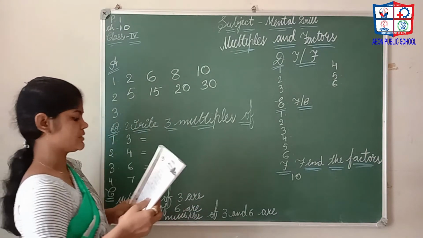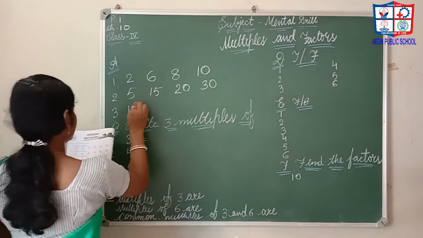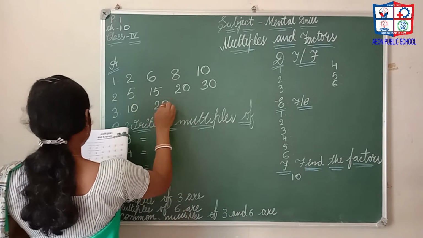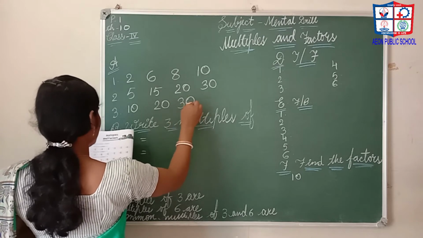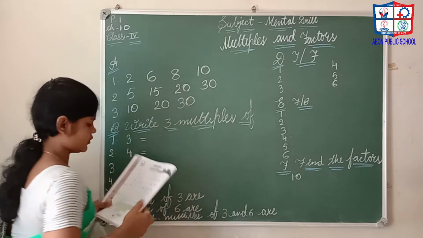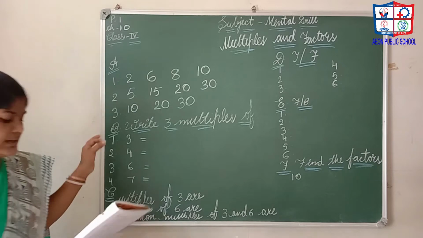Next, take the multiples of 10. So 10 is there, 14 not there, 20 it's there, 30 it's there, 45 not there, 55 not there. So these are the multiples of 10.